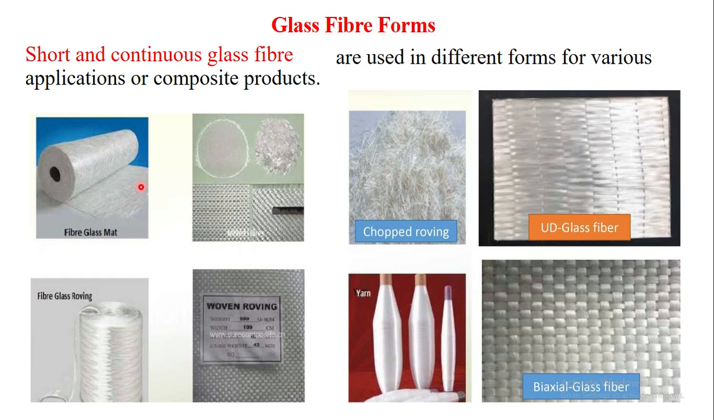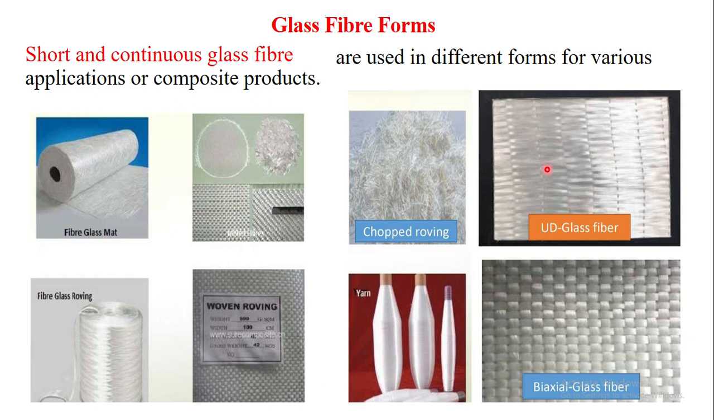So this is an available form of glass fiber: fiberglass mat. This one is fiberglass mat. This is also available in a mat form and in a powder form. This one is chopped form. This one is in a mat form. This one is chopped roving.